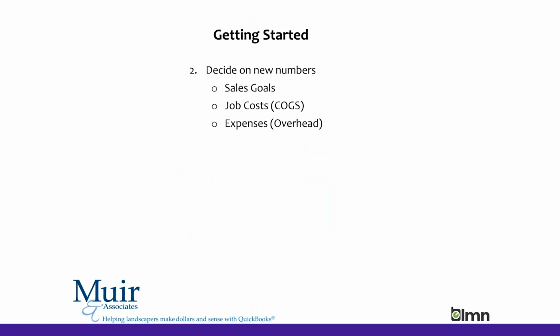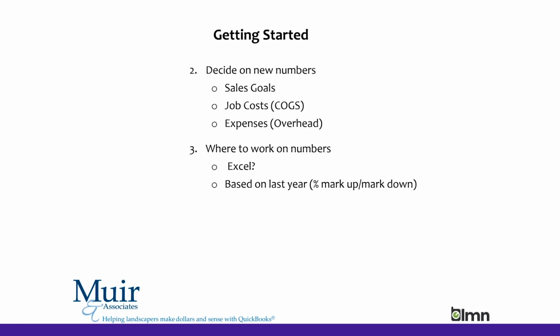So once you've looked at your P&L, then go ahead and decide what you want to do for your sales numbers, what you expect that your job costs are going to be, and where you figure your expenses, which would be your overhead, are going to be in order for you to get that new plan. Where do you work on them?